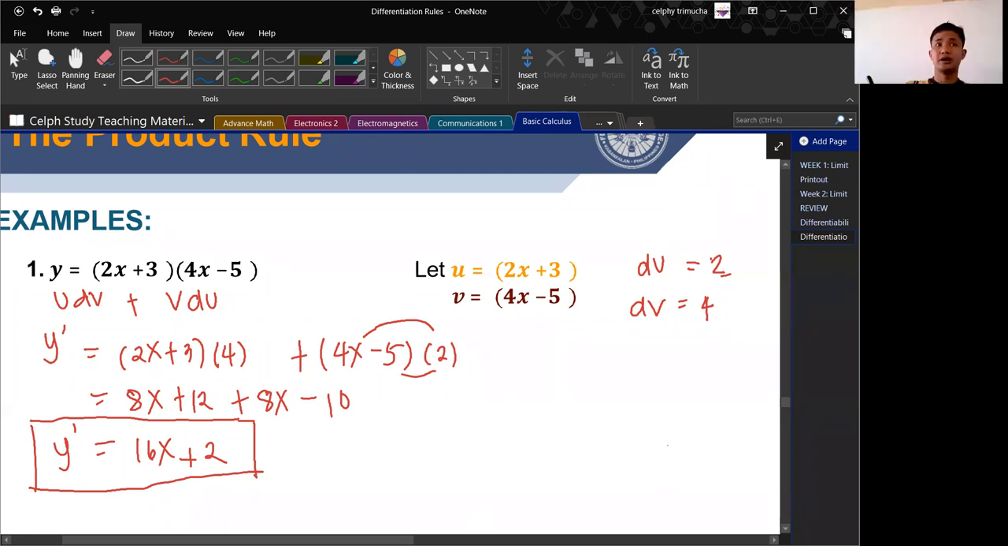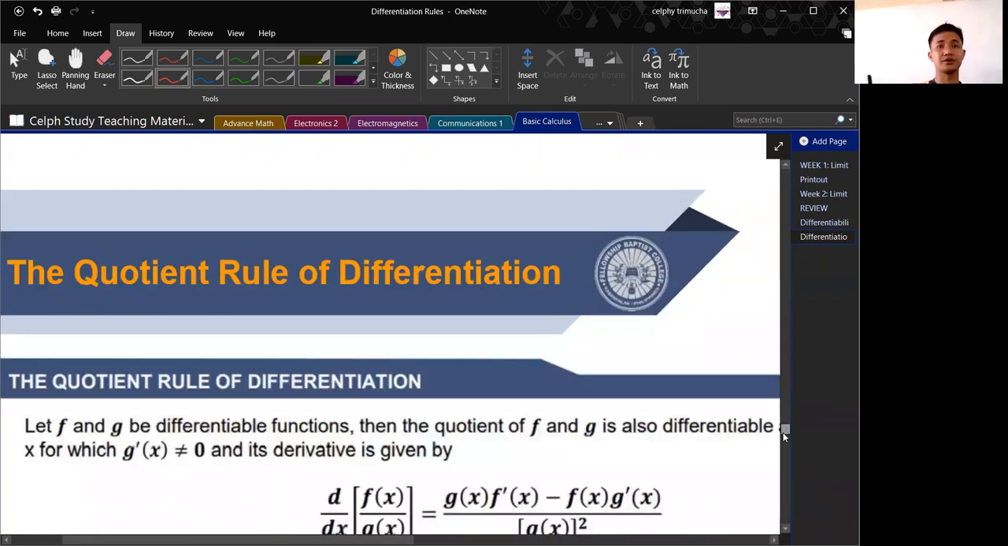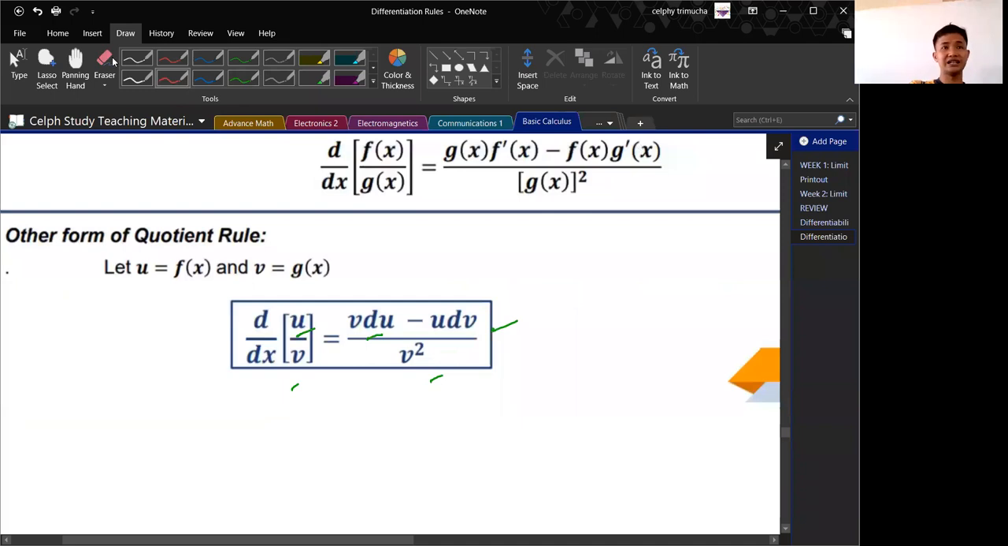Sige. So we will proceed with another rule na lang para matapos naton, which is the quotient rule. So same lang man sa product rule with your quotient rule. Ang kinalain lang niya is naka-express lang siya in fraction form. So same lang, you will have your u, you will have your v. But take note, ang aton nga u for quotient rule is ang numerator.